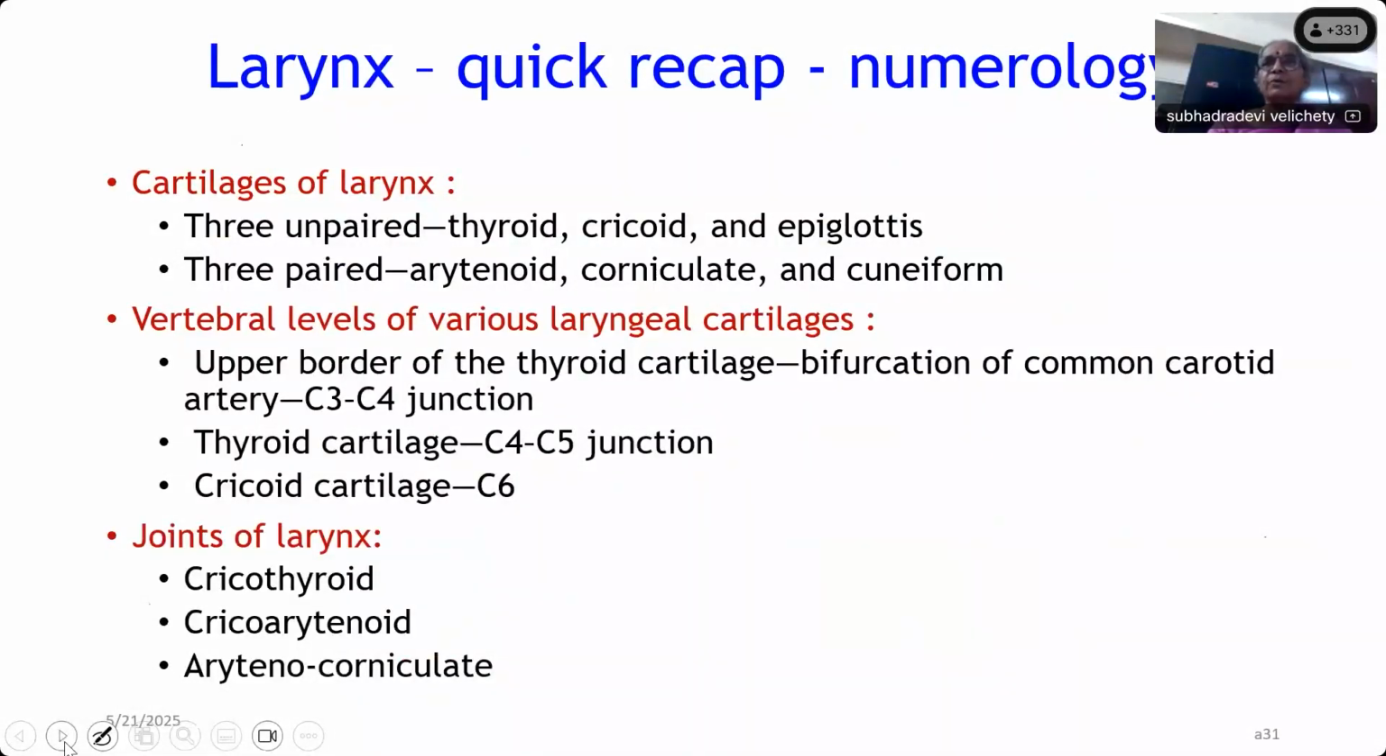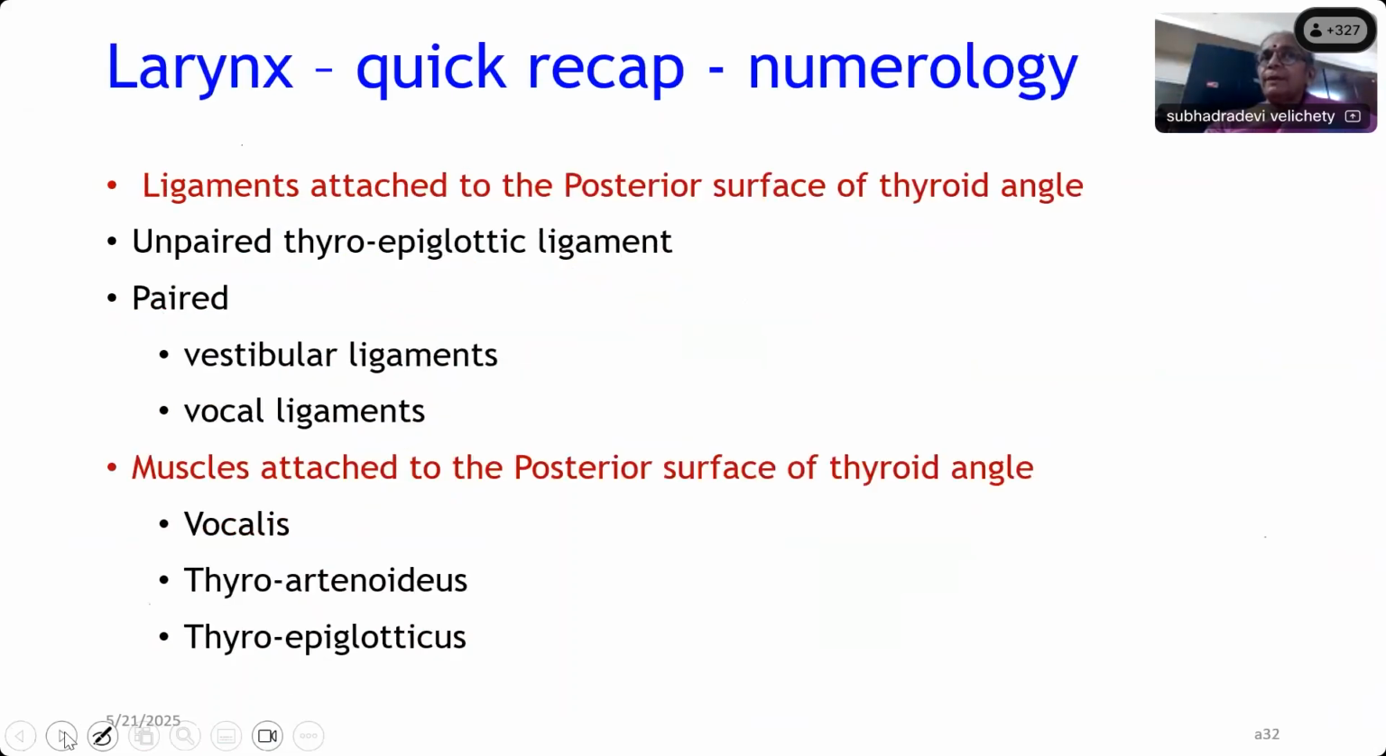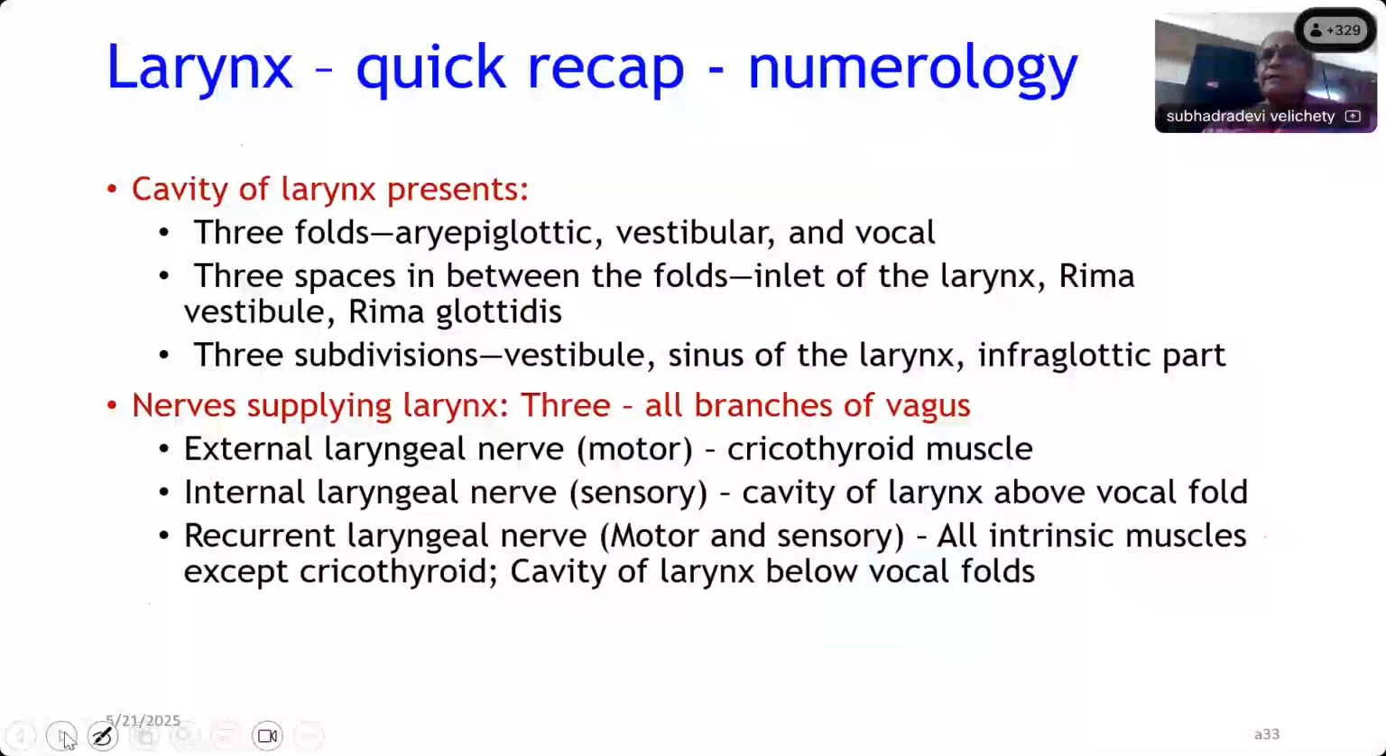So how to remember so many things? Yesterday also I was giving an example for the extraocular muscles. What are all the things on which I have to focus? Cartilages of larynx: how many paired, how many unpaired. Then what are the vertebral levels of the cartilages? Upper border of thyroid cartilage, C4, C5 junction, cricoid cartilage. What are the joints of larynx? Like that you can categorize. Some ligaments are attached to the posterior surface of thyroid, 3 in number. Then muscles attached to the posterior surface of the thyroid angle, also 3 in number. You should remember those 3. And the cavity of larynx: 3 folds, 3 spaces in between the folds and 3 subdivisions. Then it will be easy for you.